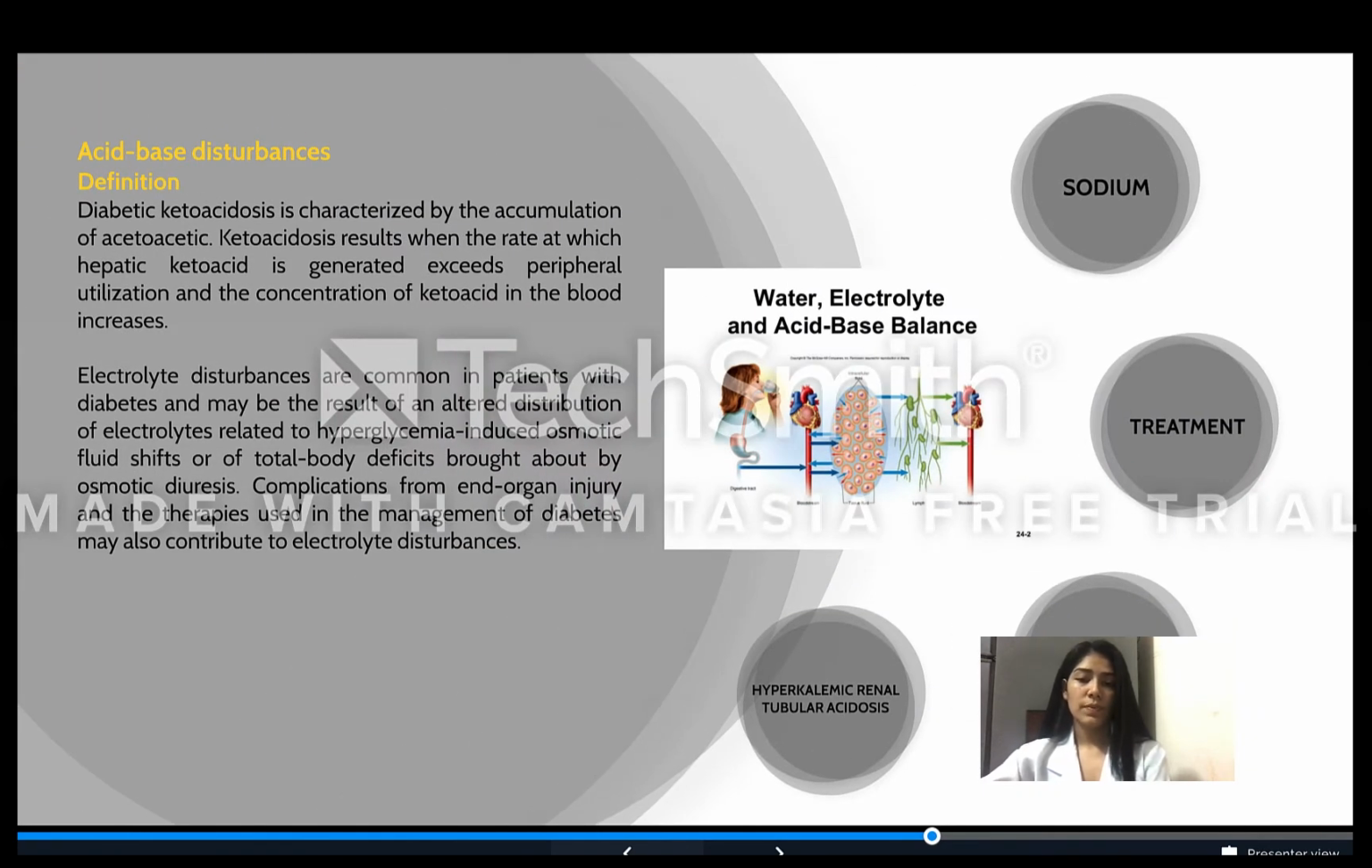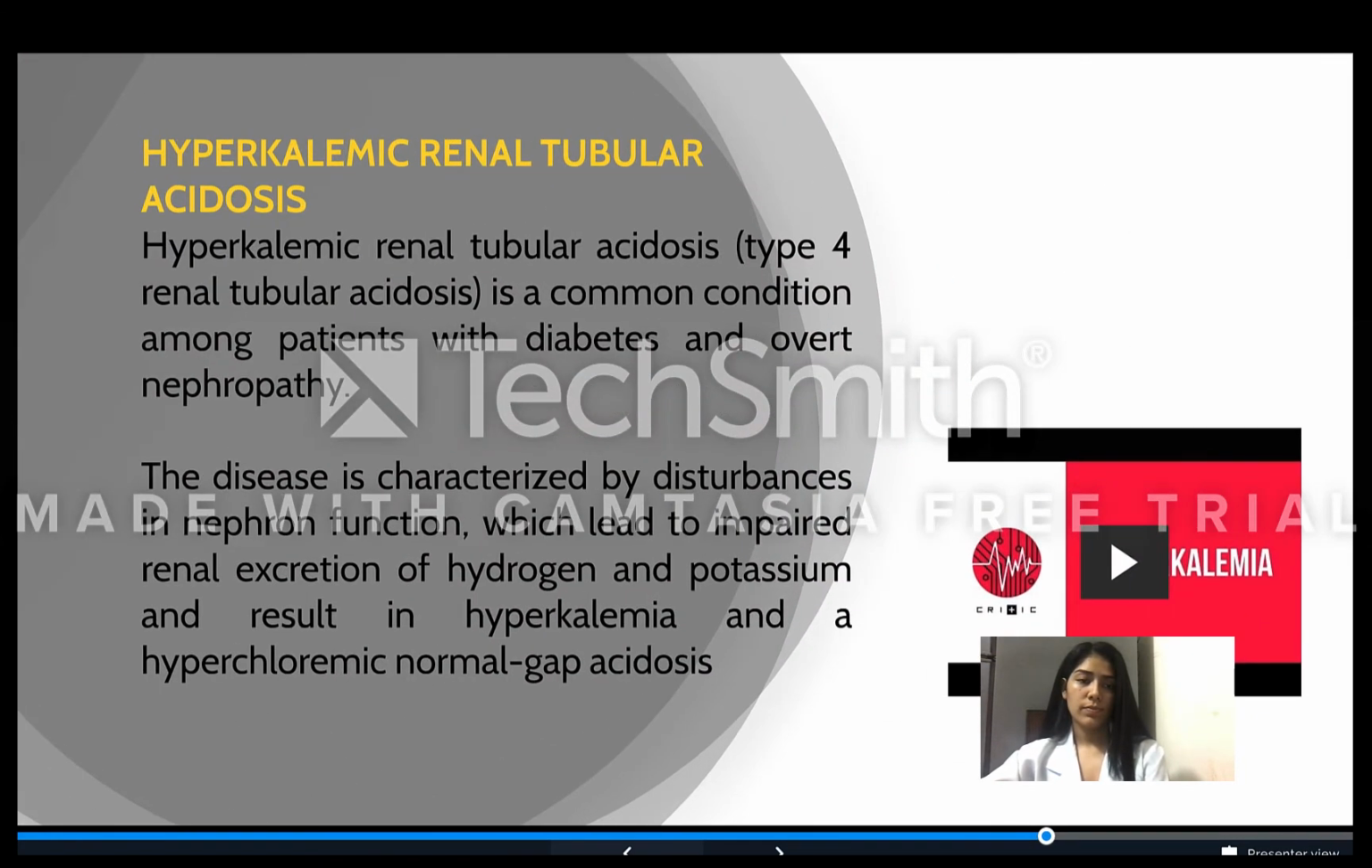To finish, hyperkalemic renal tubular acidosis. Hyperkalemic renal tubular acidosis, type 4 renal tubular acidosis, is a common condition among patients with diabetes and nephropathy. This disease is characterized by disturbances in nephron function, which lead to impaired renal excretion of hydrogen and potassium and result in hyperkalemia and a hyperchloremic normal gap acidosis.